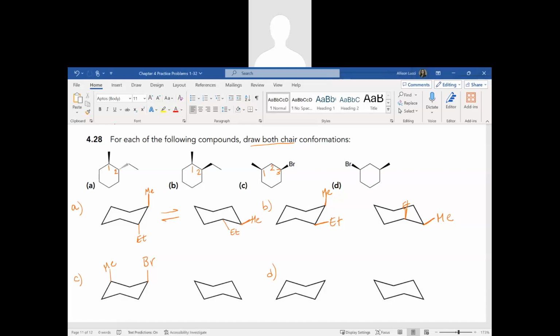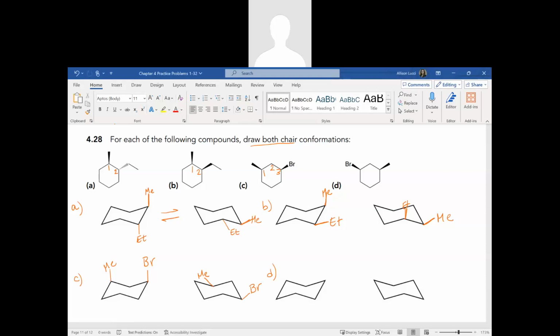So we'll do our ring flip, and now in an equatorial position pointing up, I have my methyl, and then over here, we would have our bromine in an equatorial position pointing up. So after ring flip, both axial positions switch to equatorial, but again, they're still pointing up.